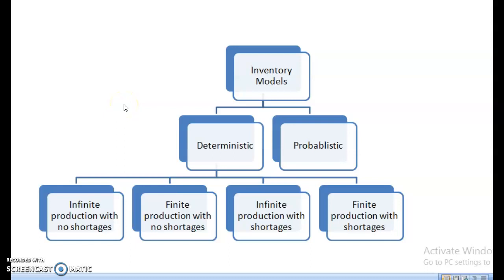Hello everyone, welcome to the class of inventory model. Today we are going to discuss the third case in the deterministic model. The case is infinite production with shortages.